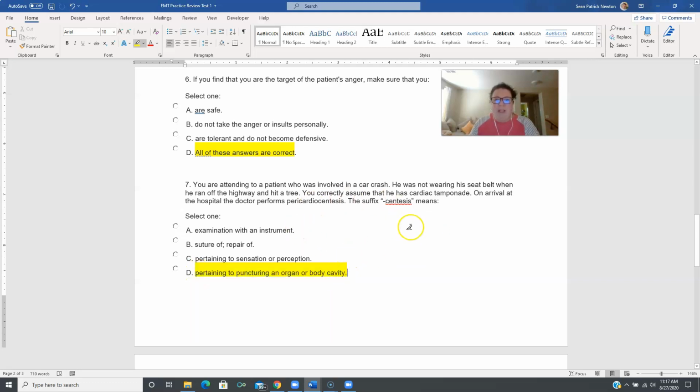So when you have cardiac tamponade, you have the pericardium, the outside layer of the heart, and blood builds up because of the trauma. Blood builds up in that pericardial layer and smushes the muscle of the heart so it can't expand and contract. What the doctor has to do is puncture a hole in the pericardial sac to release that blood so that the heart muscle can adequately expand and contract.